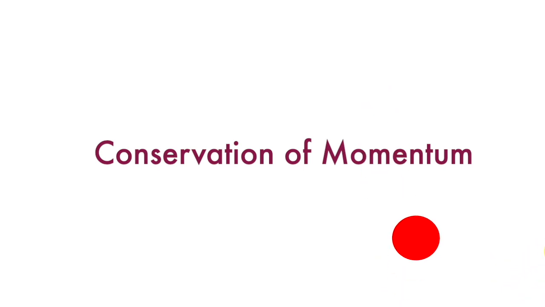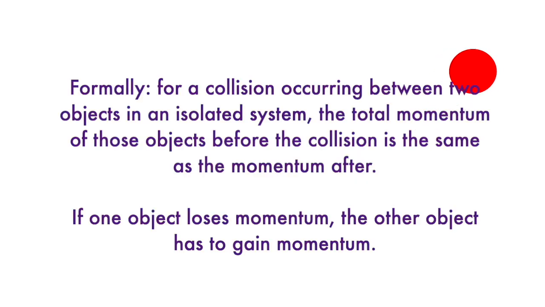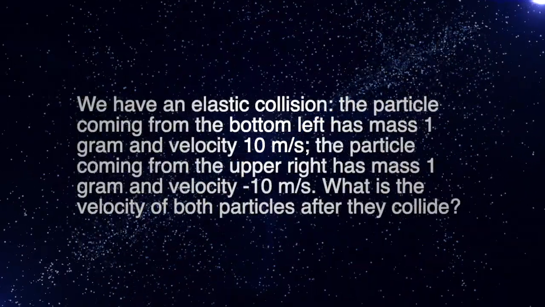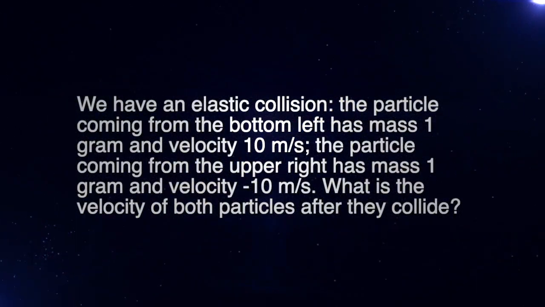So what exactly do we mean by conservation of momentum? Formally, for a collision occurring between two objects in an isolated system, the total momentum of those objects before the collision is the same as the momentum after. So if one object loses momentum, the other object has to gain the same amount of momentum. Let's go through an example. We have this explosive collision. It's an elastic collision, so both momentum and kinetic energy are conserved.